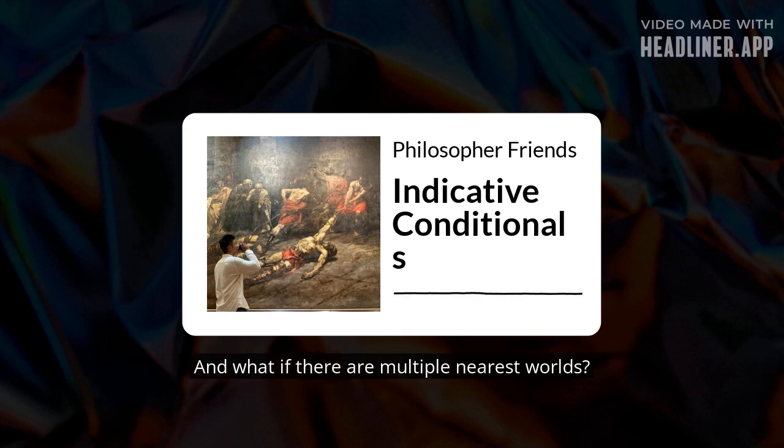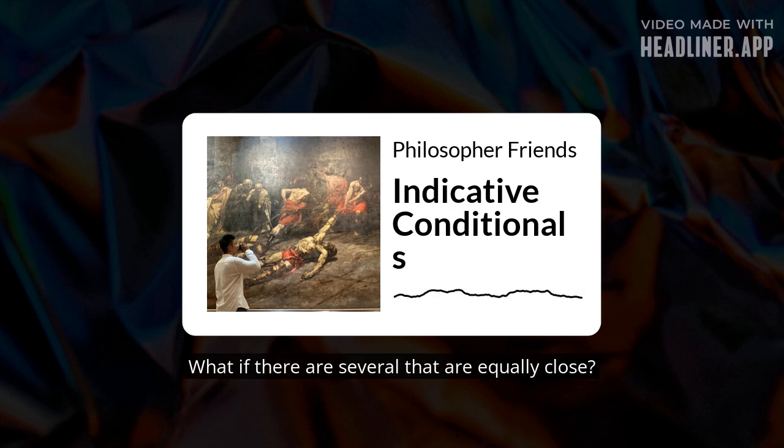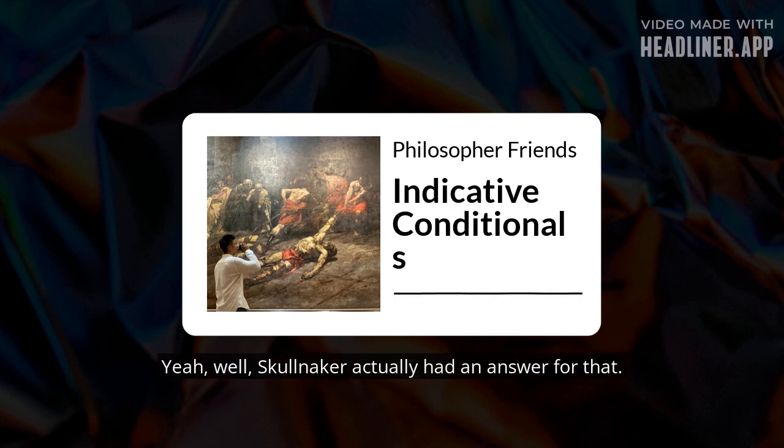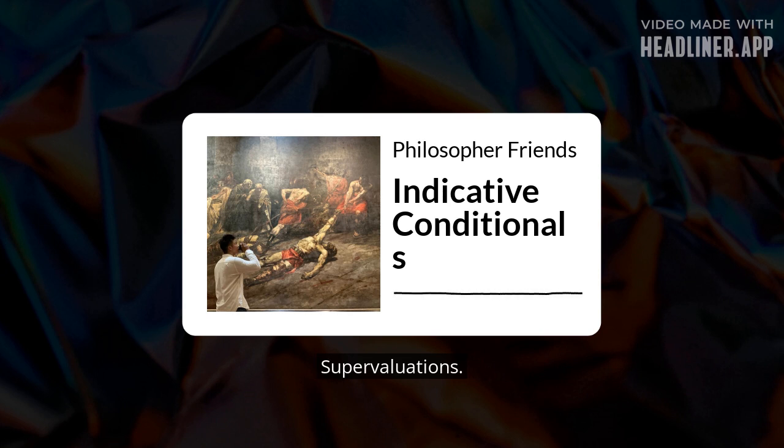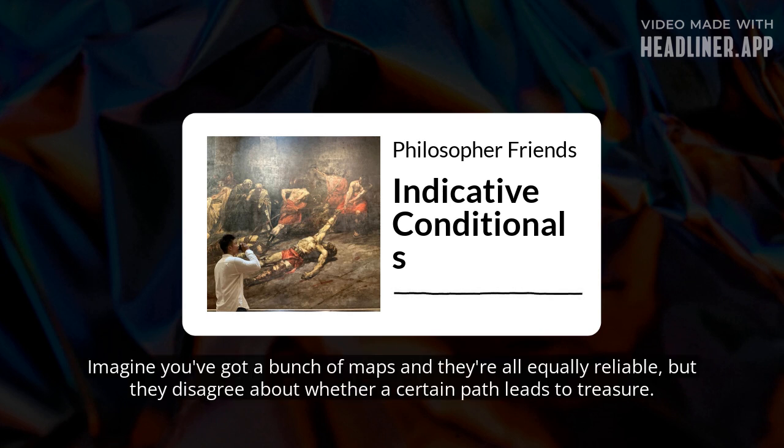And what if there are multiple nearest worlds? What if there are several that are equally close? What do we do then? Well, Stalnaker actually had an answer for that. She proposed this thing called supervaluations. Imagine you've got a bunch of maps, and they're all equally reliable, but they disagree about whether a certain path leads to treasure.